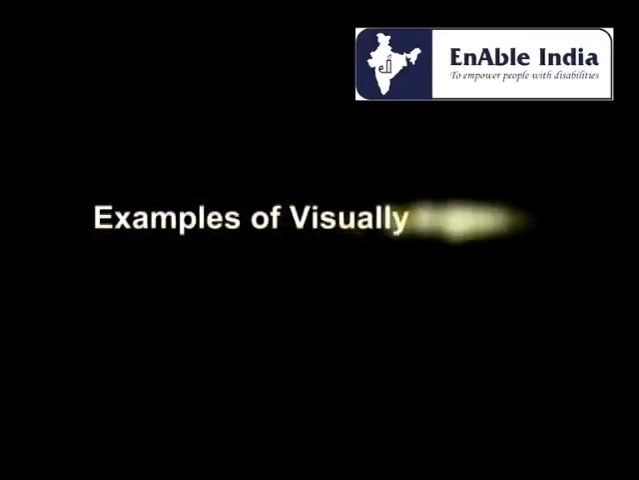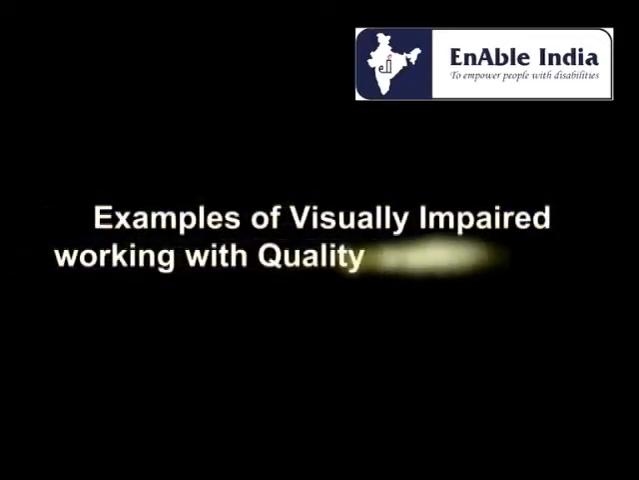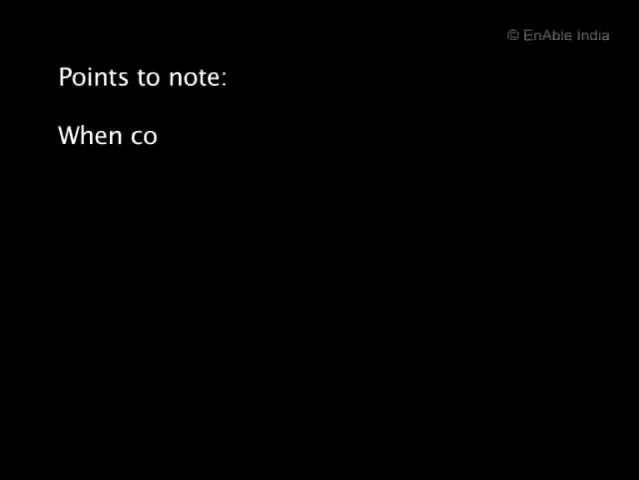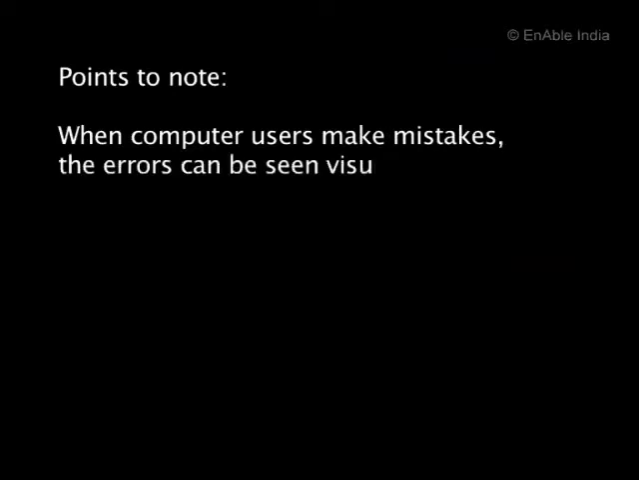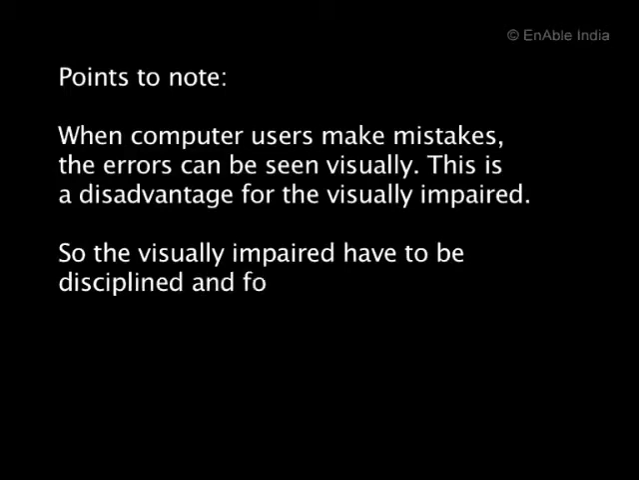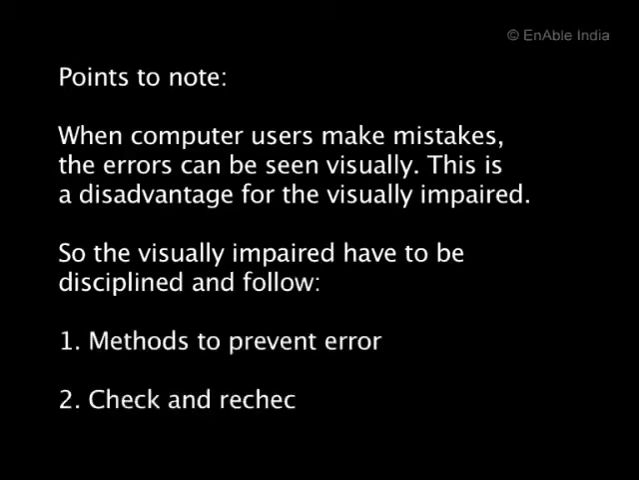Examples of visually impaired working with quality and efficiency. Points to note. When computer users make mistakes, the errors can be seen visually. This is a disadvantage for the visually impaired. So the visually impaired have to be disciplined and follow methods to prevent error, check and recheck their work.